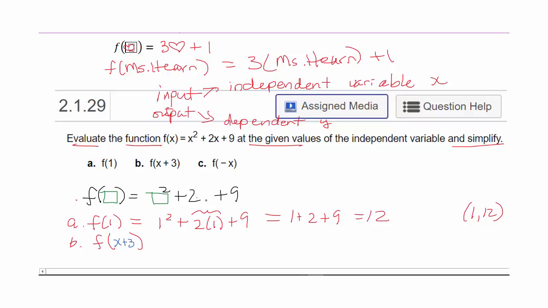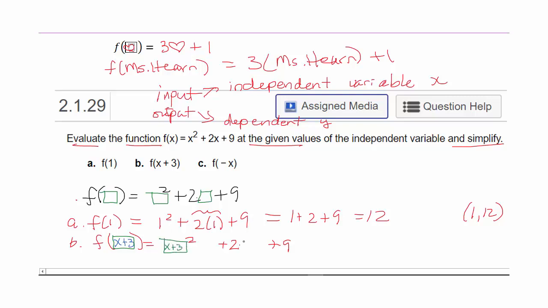Make my boxes clearer here. Okay. All right, so what's in the box this time? x plus 3. So we're going to take that guy and we're going to plug him in. And whatever we plug in, we square it, we multiply it by 2, and we add 9 to it. So I'm going to take that guy in my box, x plus 3.